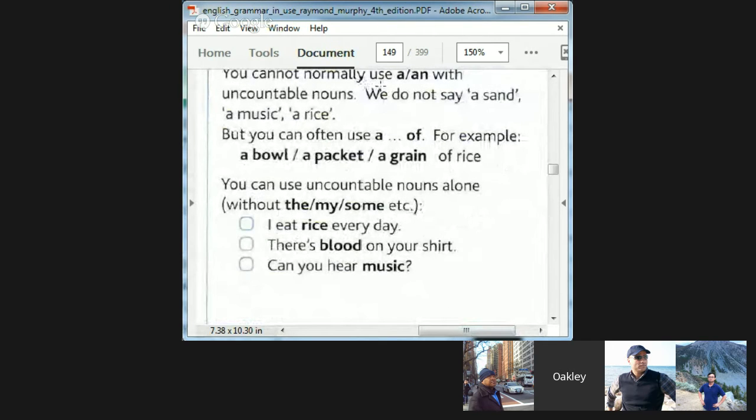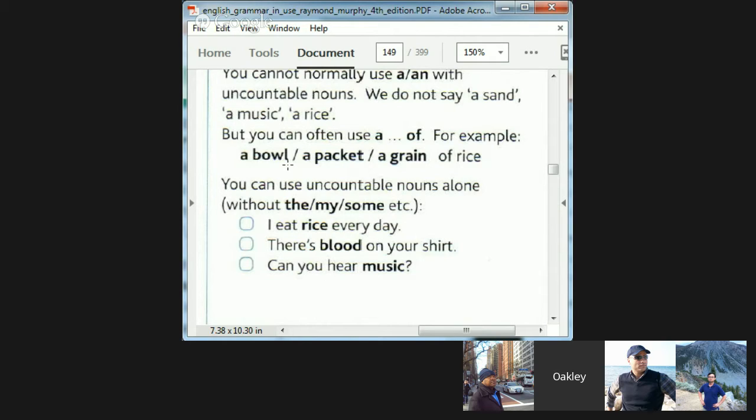You cannot use a or an with uncountable nouns, but of course you can often use another word to make them countable. Almost all uncountable nouns you can make countable, but not all. For example, the word permission, there's just no way. I can say a bowl of rice, a packet of rice, a grain of rice, a glass of water, a cup of water, a drop of water.